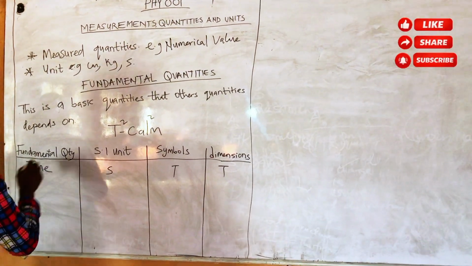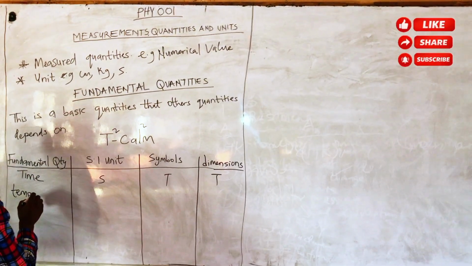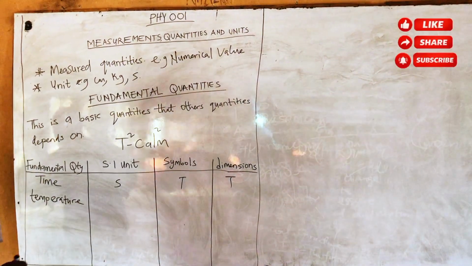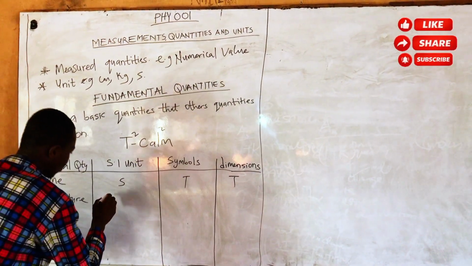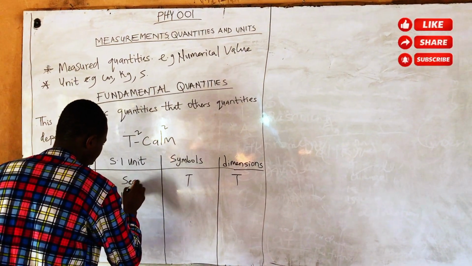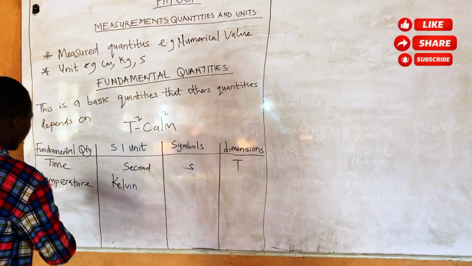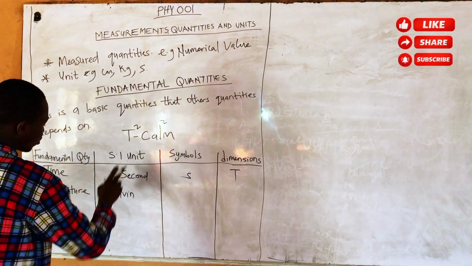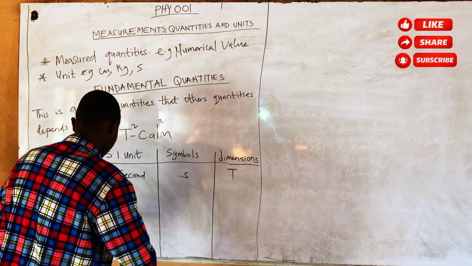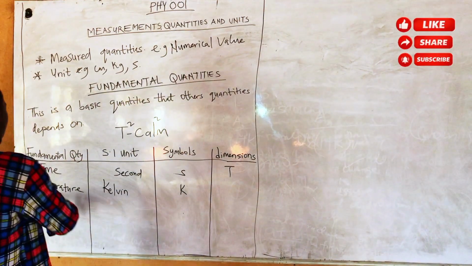Okay, let's continue. We have another T. That's temperature. The SI unit for temperature is Kelvin. The symbol for temperature is K, while the dimension is theta.